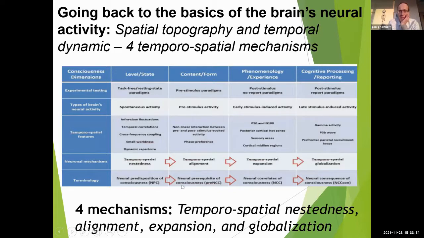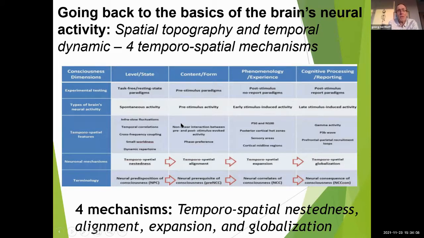So you have temporal spatial nestedness. I will explain later what it is. It's related to the level or state of consciousness. Then you have temporal spatial alignment, which is related to the form or the structure of consciousness. Then you have temporal spatial expansion, which is related to the phenomenal features of consciousness. And the last mechanism is temporal spatial globalization, where it spreads throughout the whole brain. It is related to the reporting or cognitive processing.